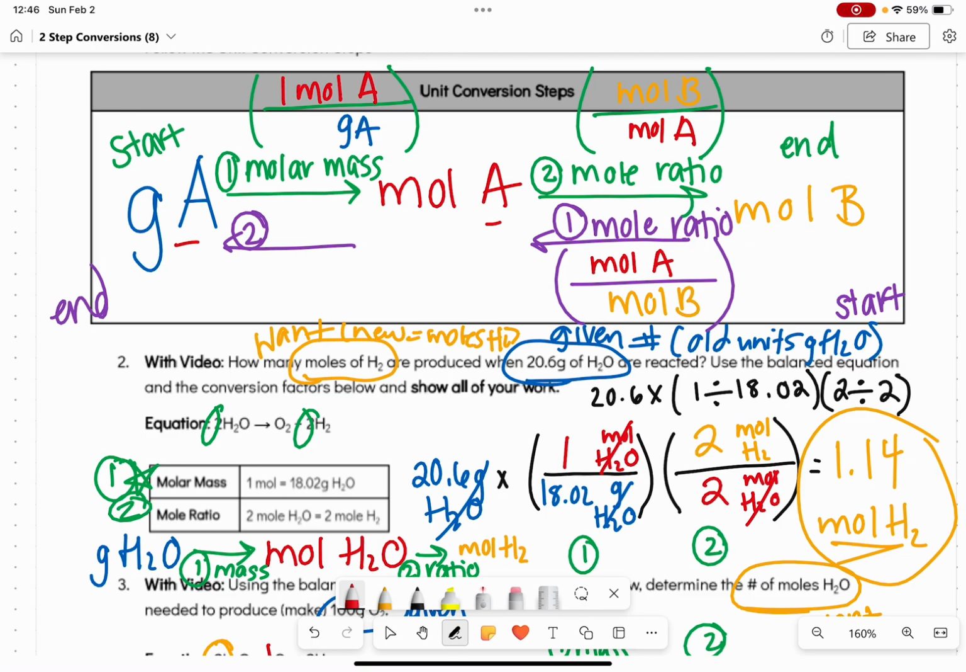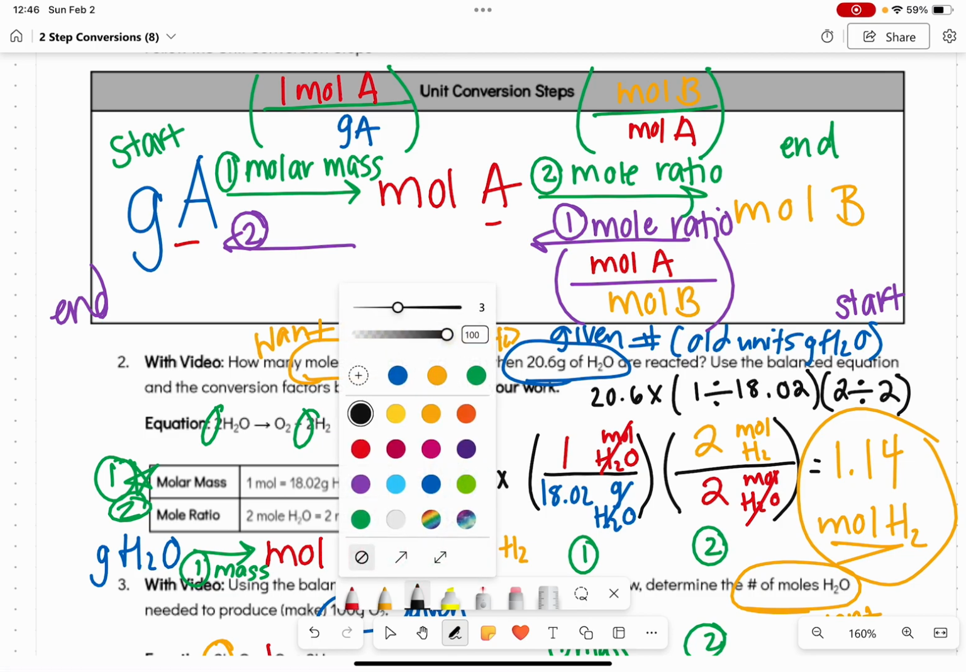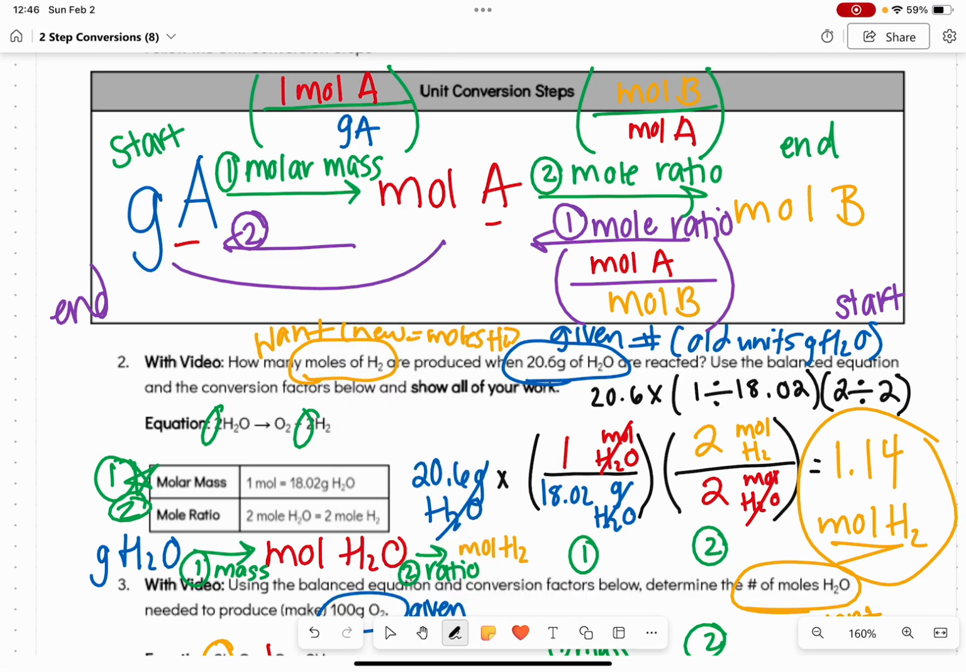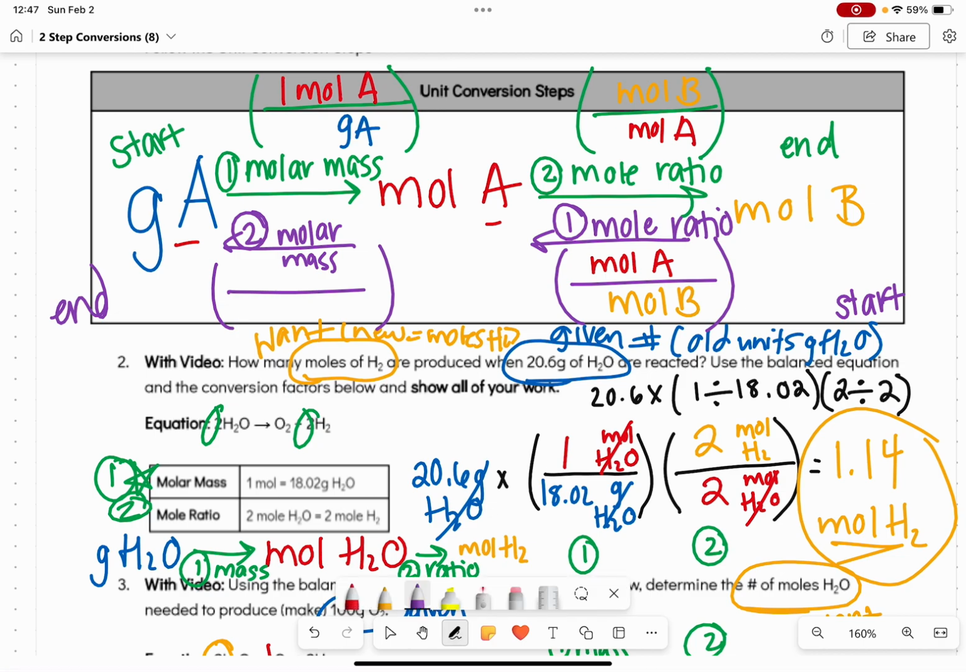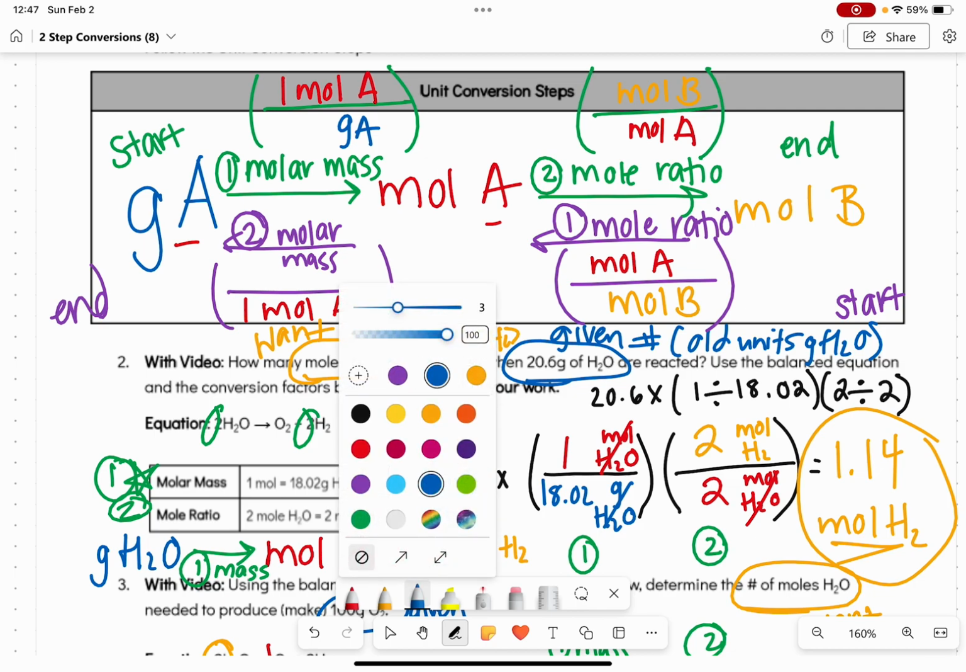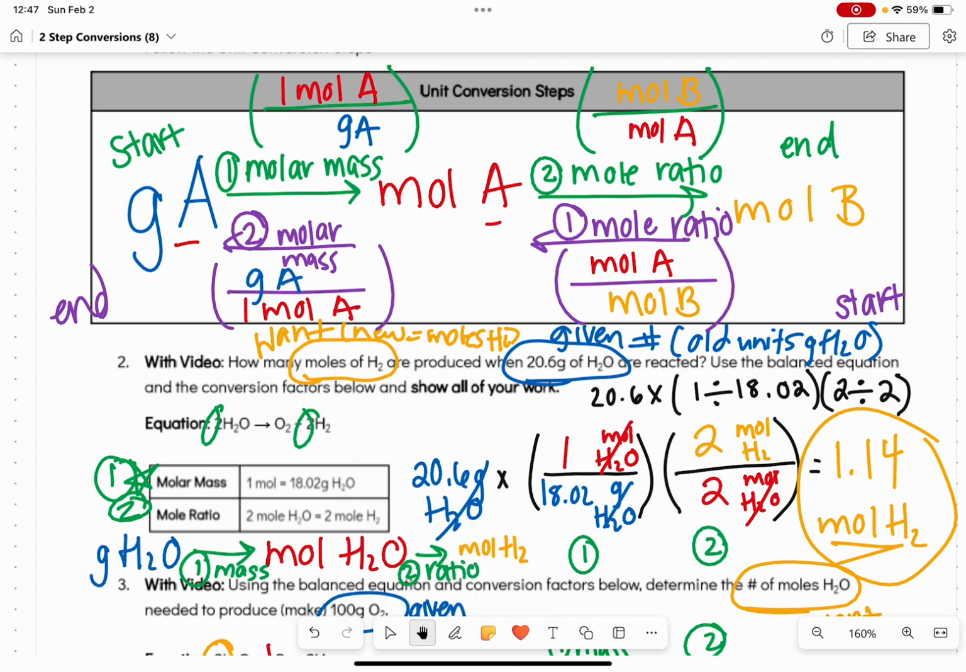Our second step is to go from moles of A to grams of A, and we're going to use molar mass again. So you use mass when you're going between moles and grams, and you use mole ratio when you're going between moles and moles. So our molar mass, to go from moles of A to grams of A, your moles is going to be on the bottom, and your grams is going to be on the top because that's what we want to find.